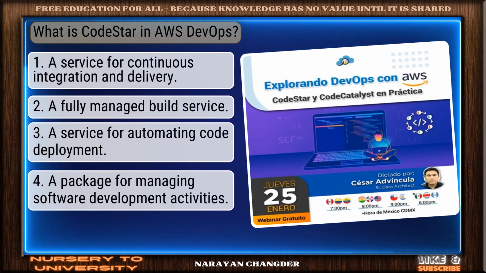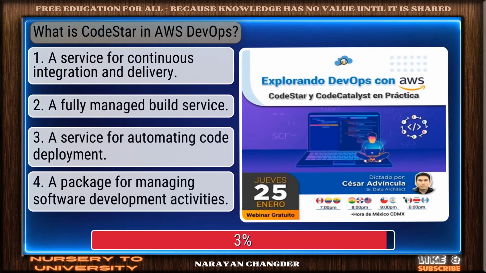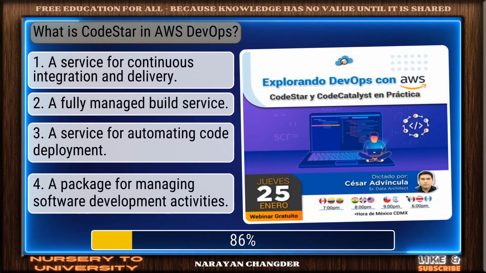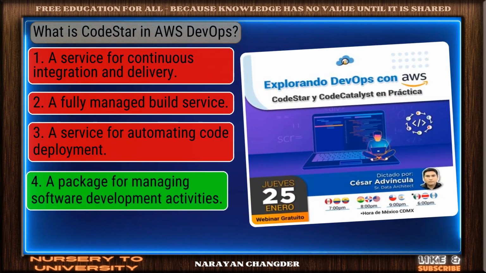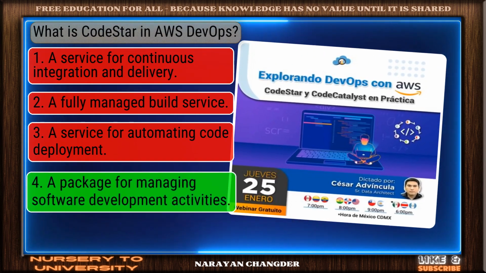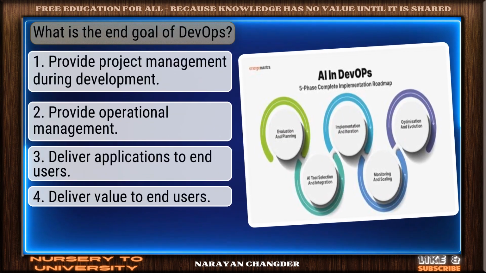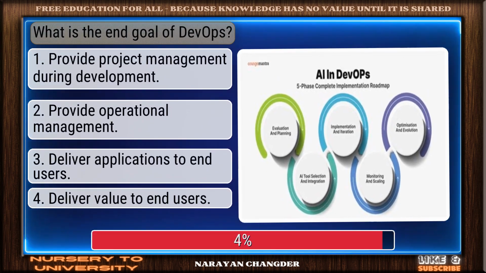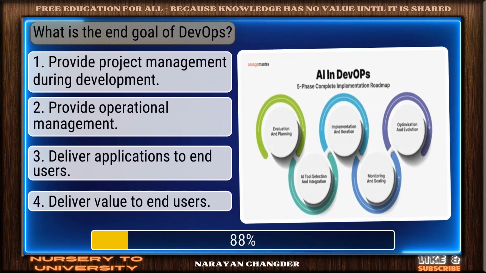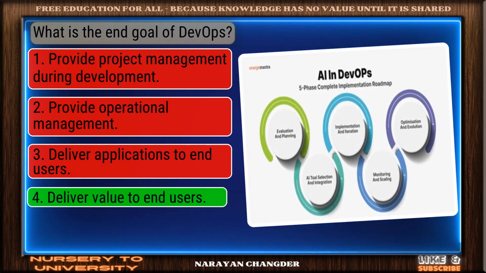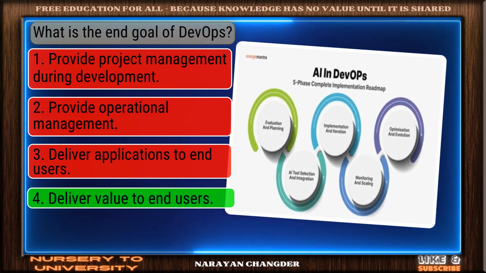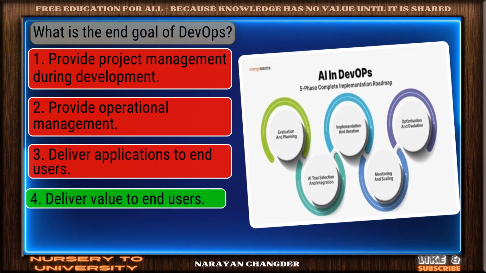Question number 37. What is CodeStar in AWS DevOps? Excellent. A package for managing software development activities is a brilliant choice. Question number 38. What is the end goal of DevOps? Smart move. Deliver value to end users is an accurate answer.